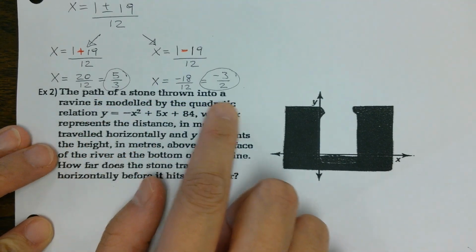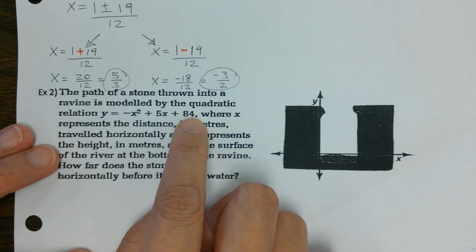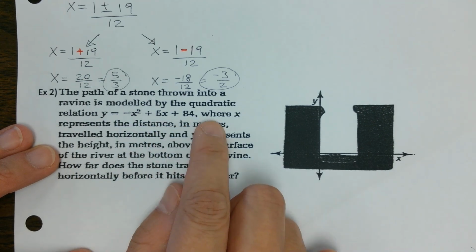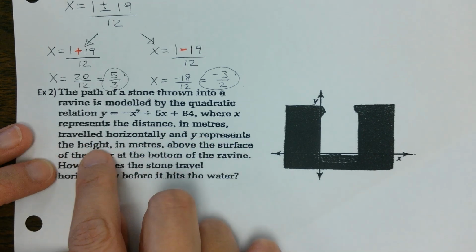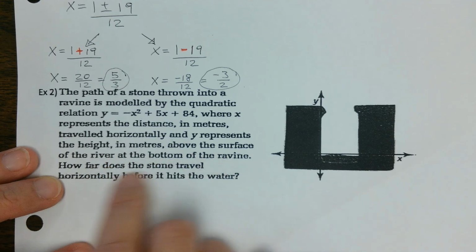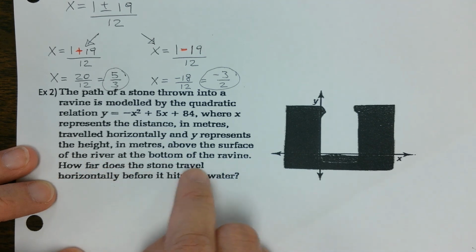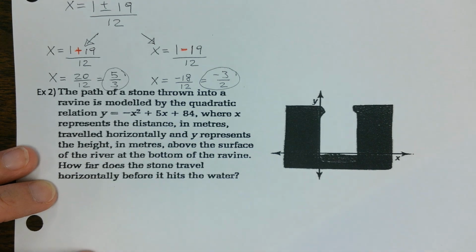The path of a stone thrown into the ravine is modeled by this quadratic formula, just like what we just did. Where x represents the distance in meters traveled horizontally and y represents the height in meters above the surface of the river at the bottom of the ravine. How far does the stone travel horizontally before it hits the water?